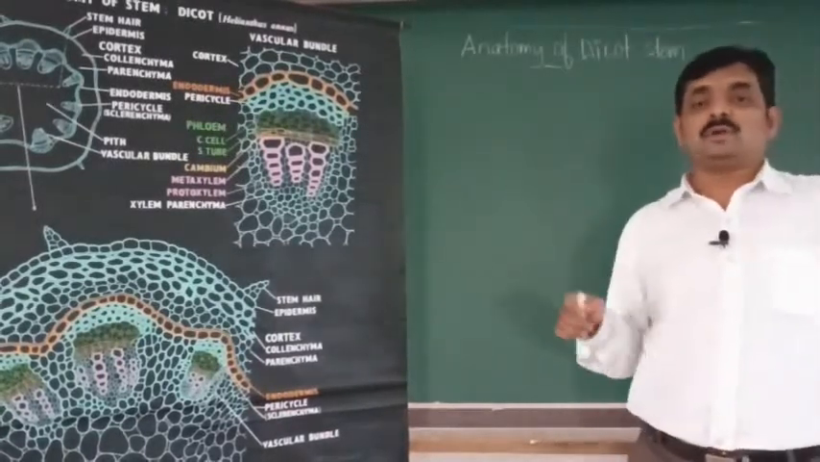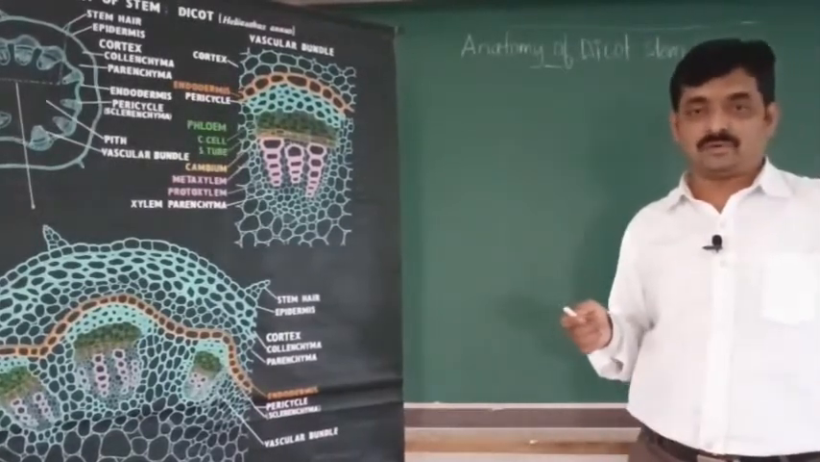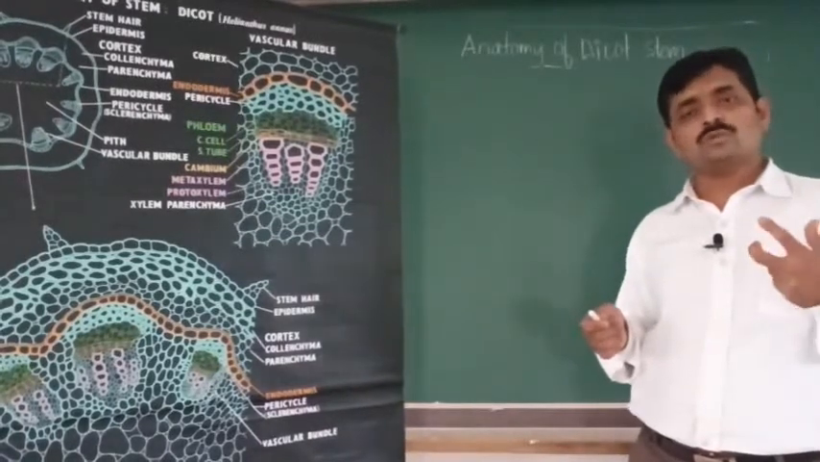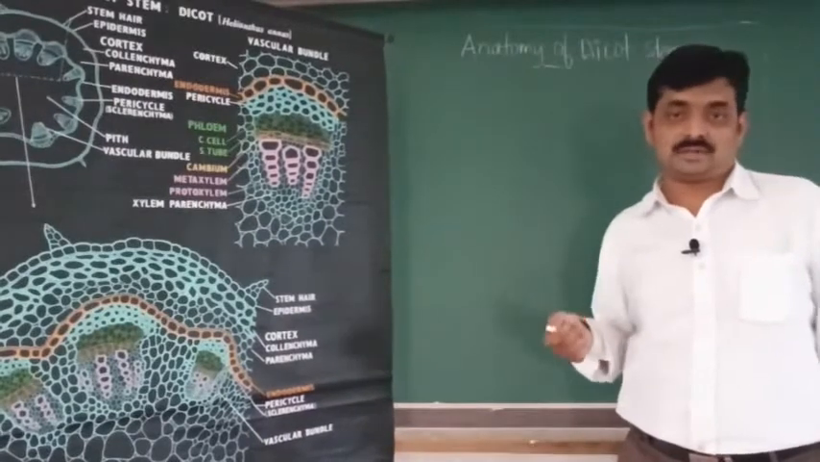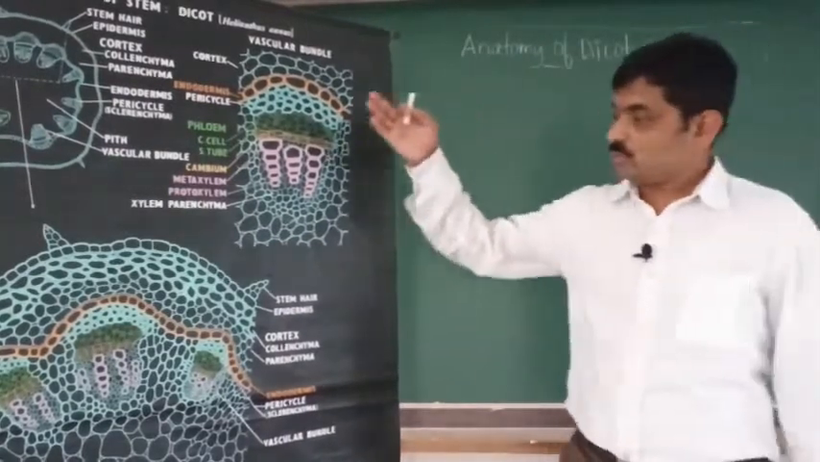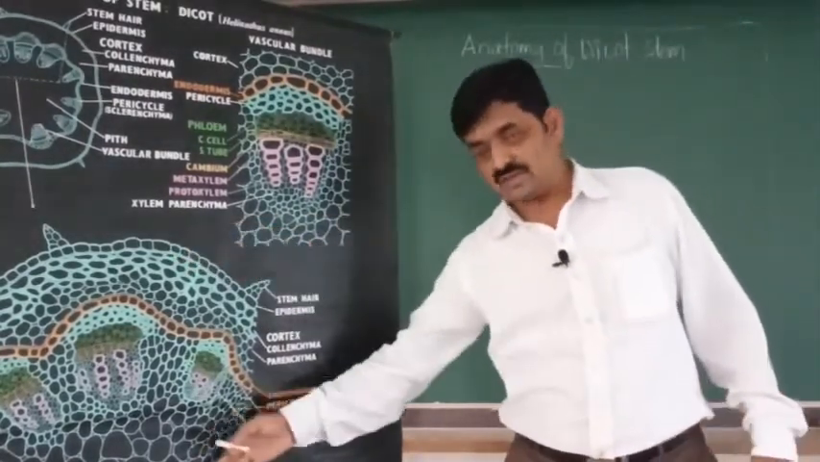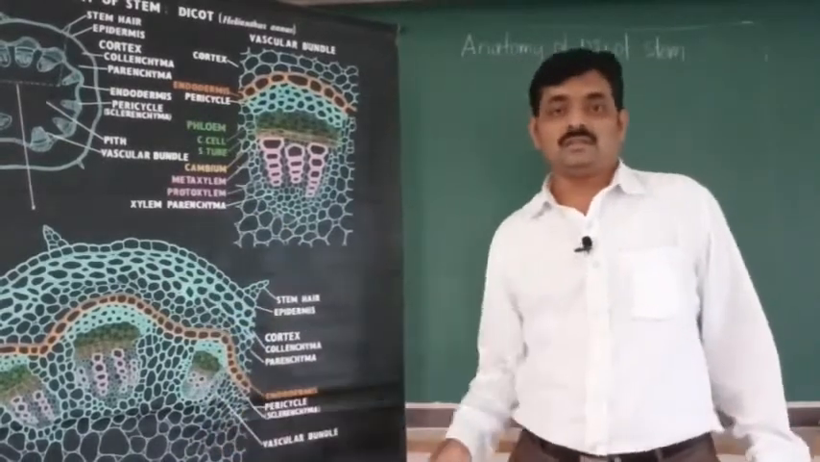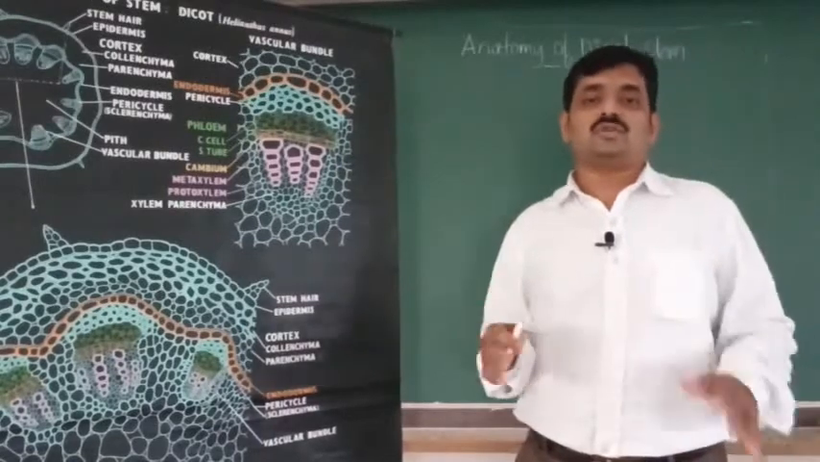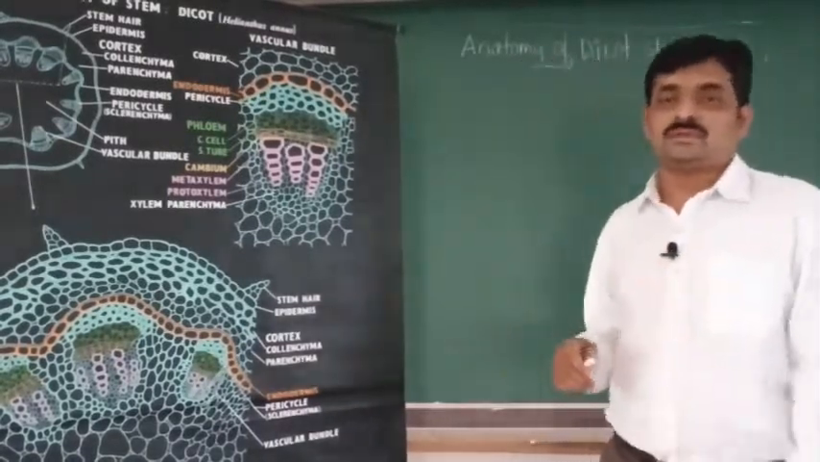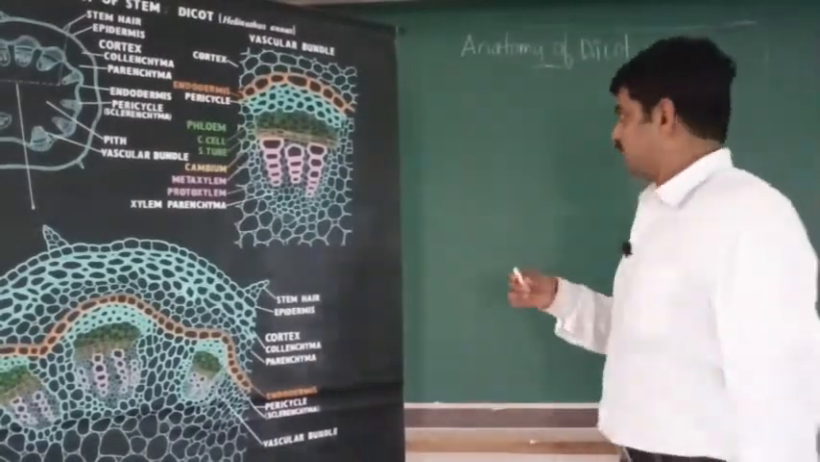The example of dicot stem here is sunflower, right? So sunflower stem can be taken as an example of dicot stem. You can see the section here. This is called section, right? The section of dicot stem. In this section of dicot stem, you can observe different parts. I will write these parts here.